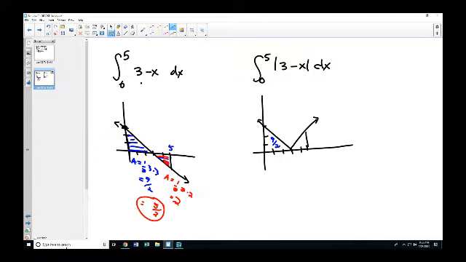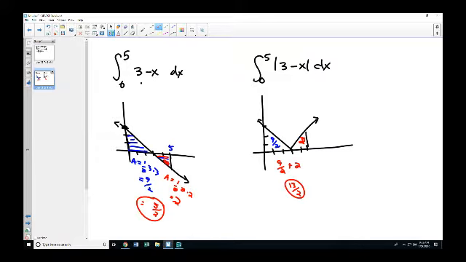Okay, we know that this area is 5 over 2. No, goodness me, it is not 5 over 2. It's 2, right? Now we add 9 over 2, because they're both positive, and we get 13 over 2 here.